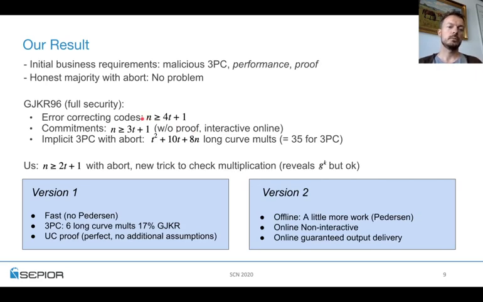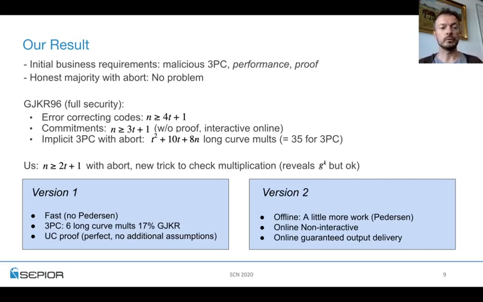They don't talk much about that, but actually implicitly in their work, if we take this solution based on commitments, we can run with 3 parties, which gives abort. But in that case, because of the use of Pedersen commitments and other things, there is quite a lot of work. In particular, if we run with 3 parties, we need 35 elliptic curve multiplications.